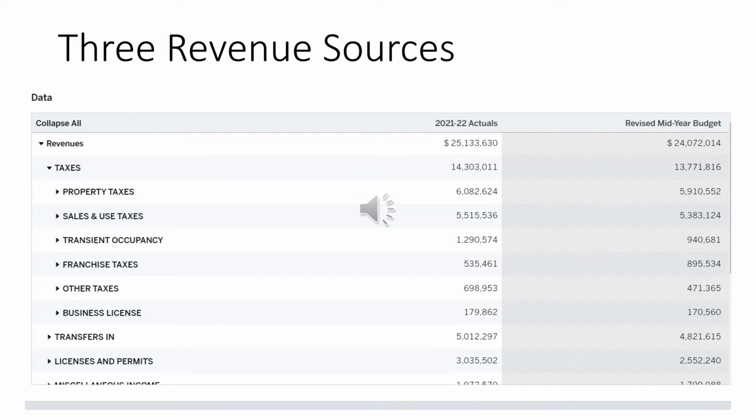As you can see, the 3 main sources of revenues, which compares the actual and the projected for the revised mid-year budget, property taxes, sales, and finally, transient occupancy taxes continue to lead as the main sources of taxes.